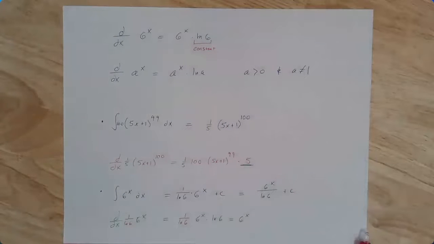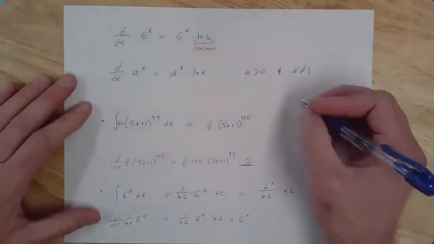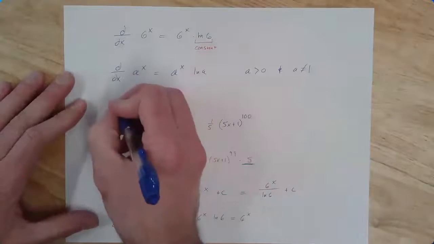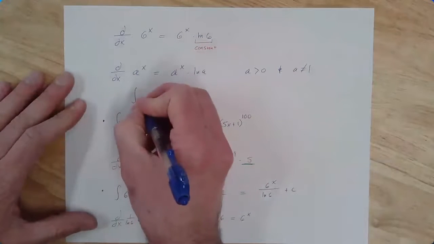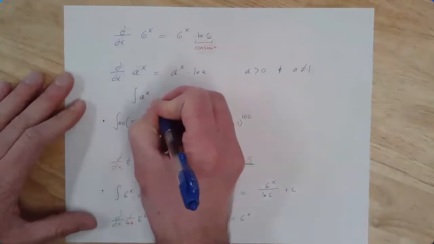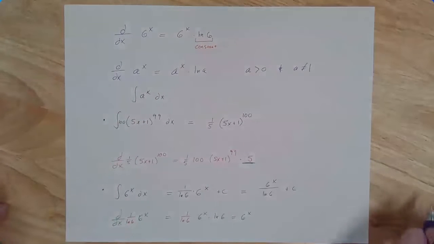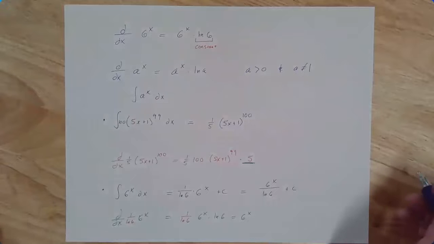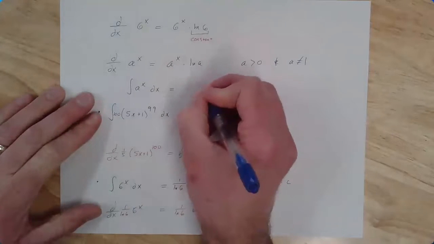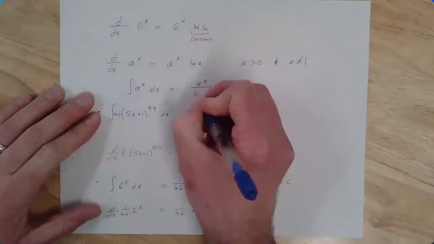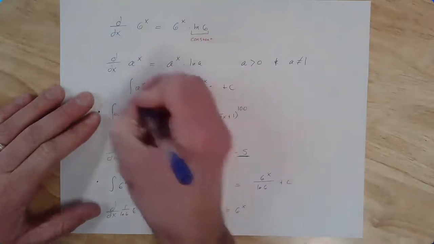So just to go along with this for a second, in general, the antiderivative of a to the x is not just some power, it's very specifically a to the x. The antiderivative is going to be a to the x divided by the natural log of a. That's a constant.